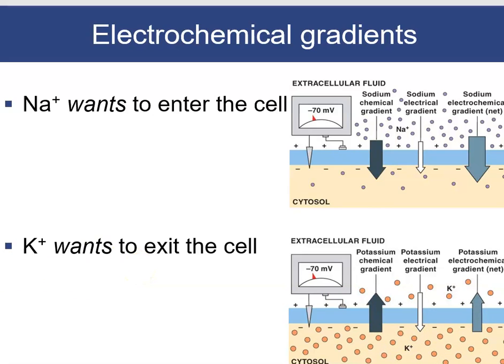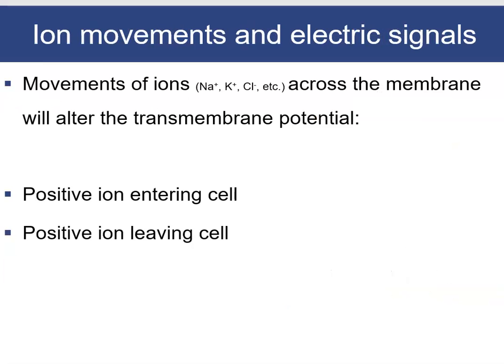But again, remember that we don't want this to happen. We want to maintain this difference on either side of the membrane. So when these ions move across the membrane, it will change that transmembrane potential. If positive ions enter, the cell will become less negative and move closer to zero. If a positive ion leaves, the cell will become more negative and move even further away from that -70.